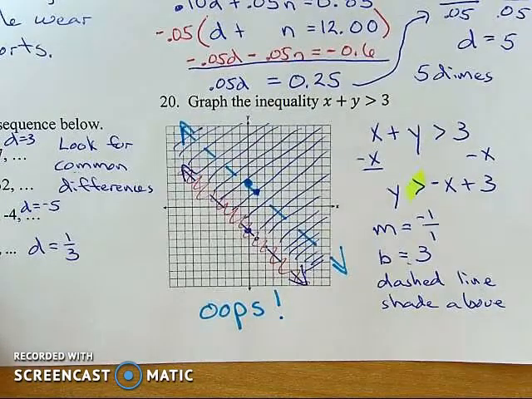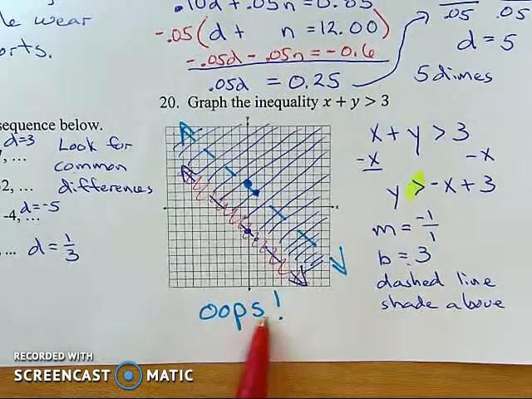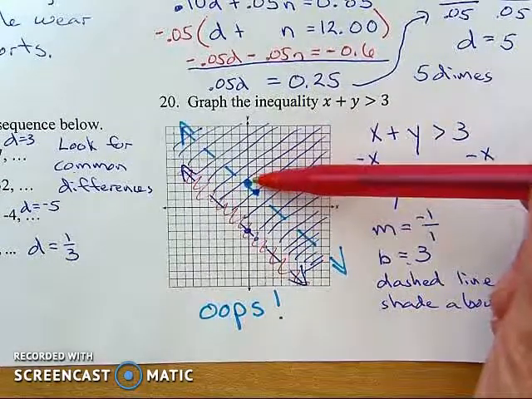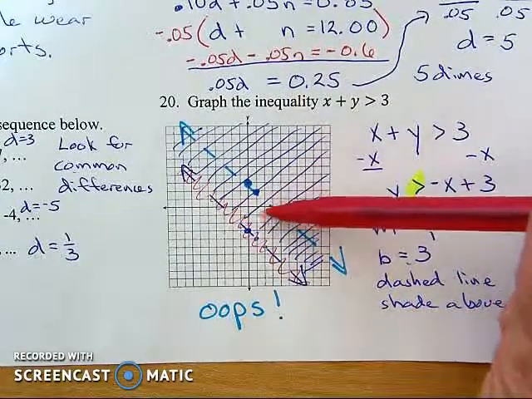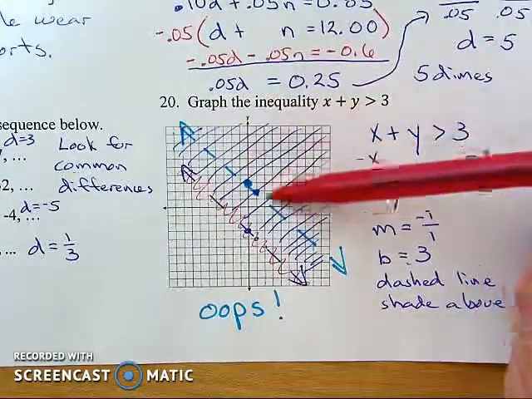Obviously, I made a mistake. The b is 3, so it should be right here, not here. So this is the correct one. So you put in the slope, and so all of this was, oops.